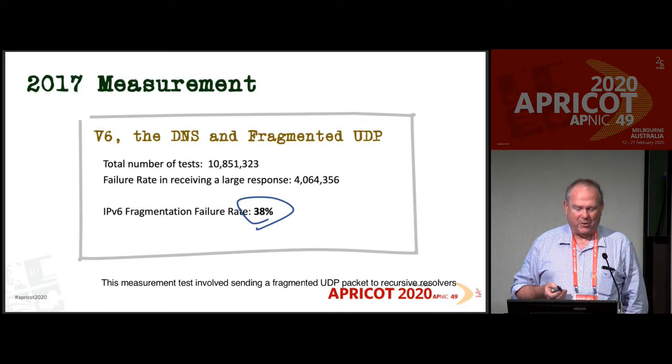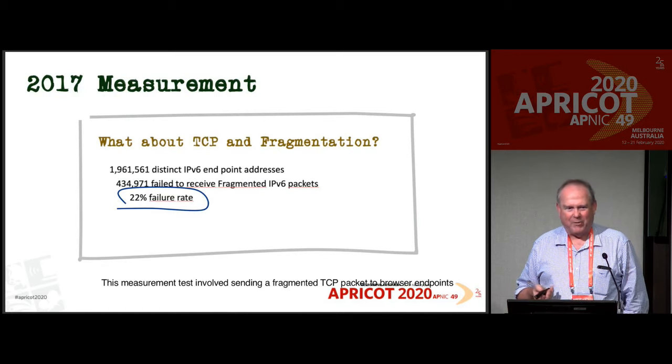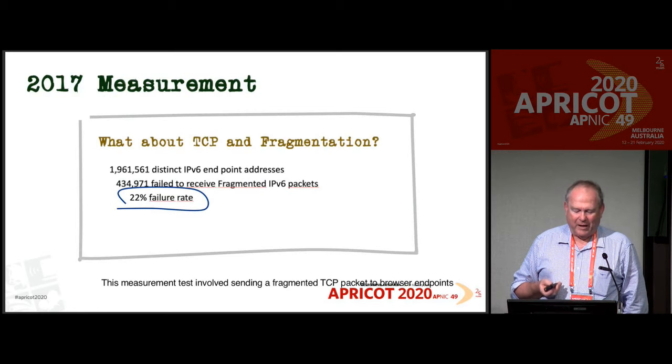But that's the DNS. Who cares about the DNS? Well, this is HTTPS. This is the SYN-ACK handshake. And what I'm doing now in HTTPS is fragmenting the TCP packet. Yeah, I know it's bad, but what the hell? And I get a 22% failure rate across this experiment. That's, again, really, really bad.